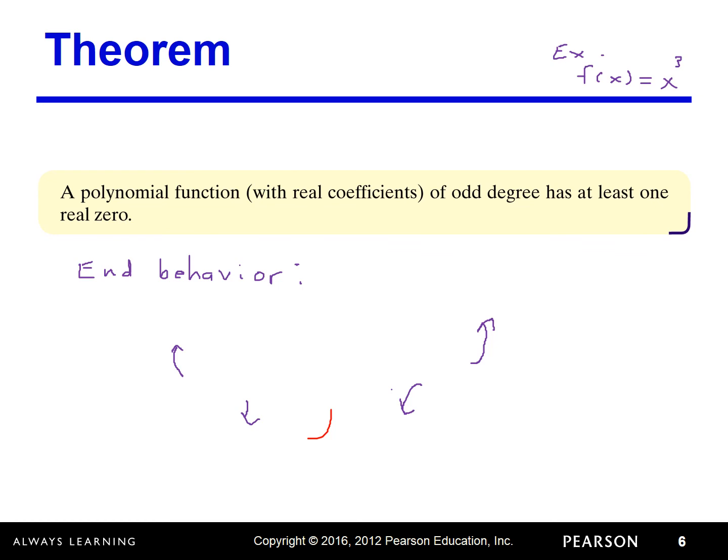Well, a polynomial function is continuous. That is, you can graph it without lifting your pencil from the paper. And so it's going to have to cross the x-axis somewhere. And that will be our way of seeing that this function will have one real zero because it'll have an x-intercept.